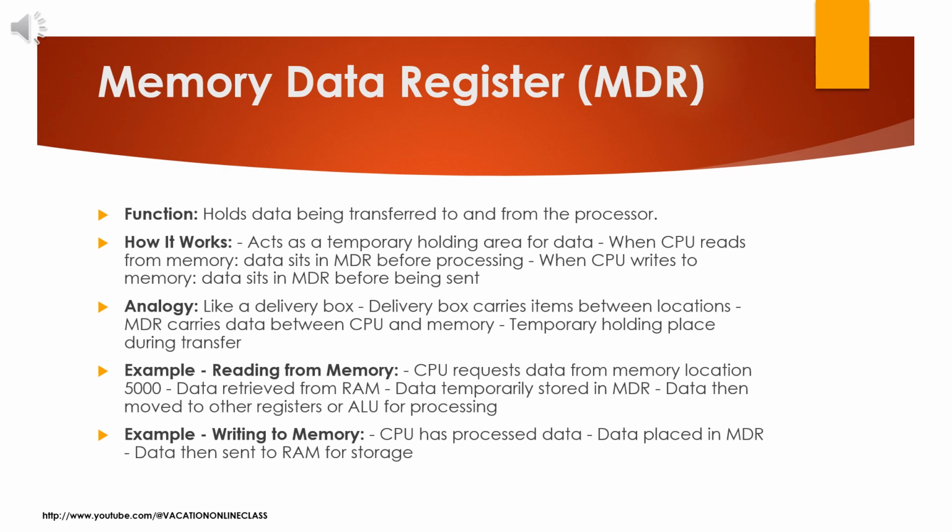Secondly, when writing to memory, once the CPU has finished processing a piece of data, it places that result into the MDR, or memory data register. The data is then sent across the bus to the RAM for long-term storage. The MDR ensures that data is always ready and available exactly when the CPU needs it.